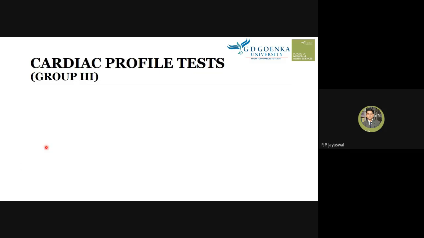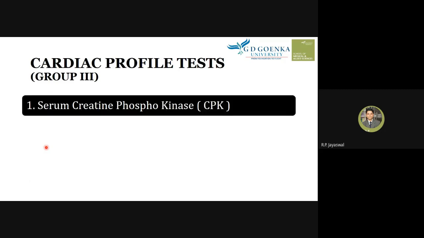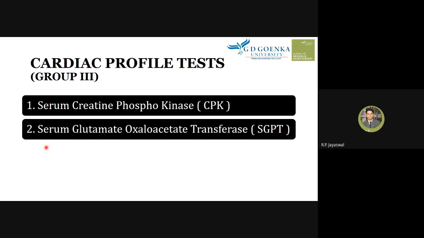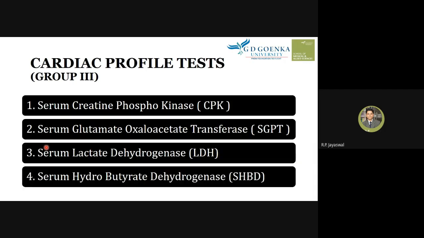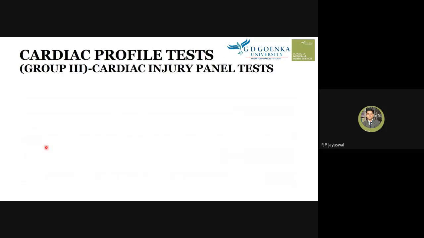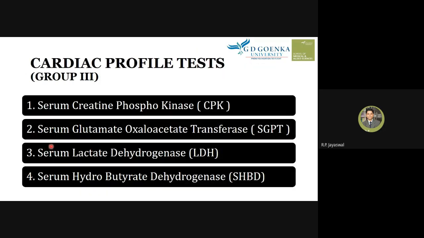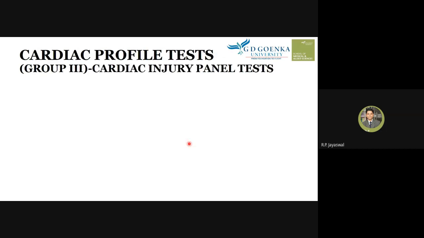Now, the cardiac profile test of group 3. Here we do serum creatine phosphokinase (CPK), AST, LDH, and SGOT. These are the tests which help us know the extent of injury or damage which has occurred to the heart muscles during a heart attack. So this test is helpful in assessing injury during a heart attack.